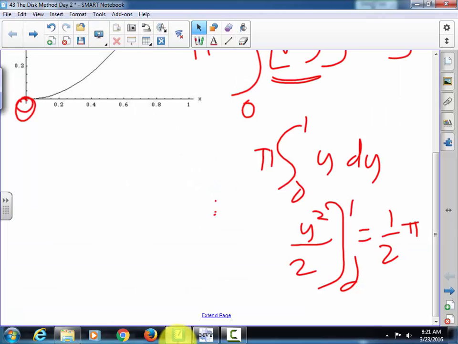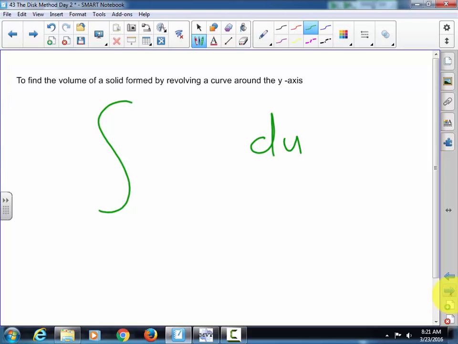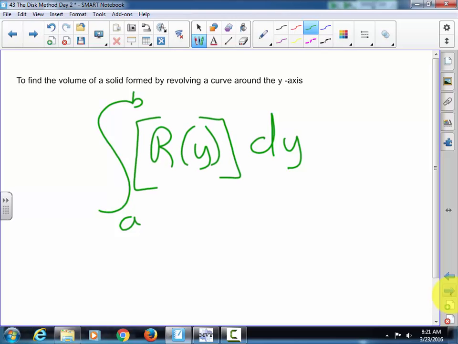Okay, so then our formula for around the y-axis looks very similar. It's dy, it has limits of integration here, and it is a radius or a distance from the axis that we're rotating it around, squared. Again, pi r squared. Everything is y's this time. That's the only thing that's different.